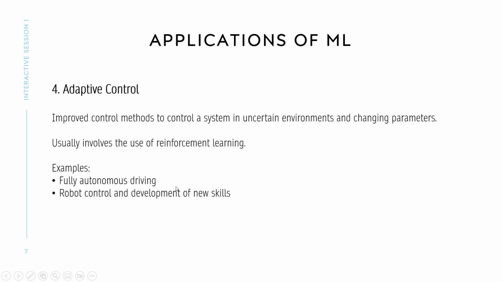Some examples of this are fully autonomous driving and robot control. Robot control is a very big part of what adaptive control is used for. I don't know if you watched videos of Boston Dynamics using adaptive control in their robots to perform a variety of tasks. It is indeed very interesting. I think you should watch it on YouTube.